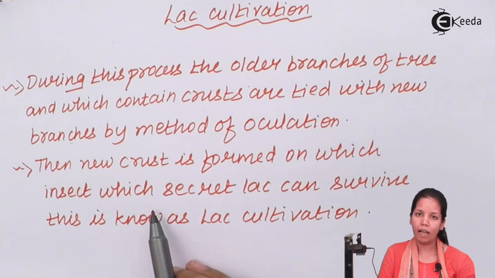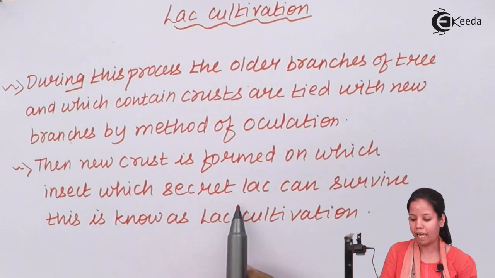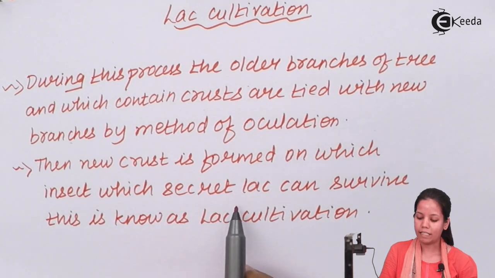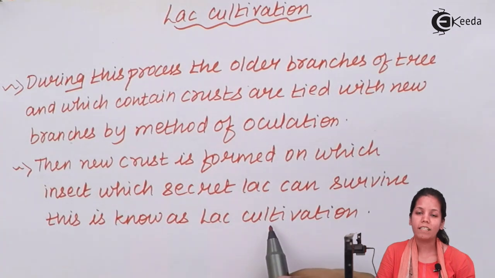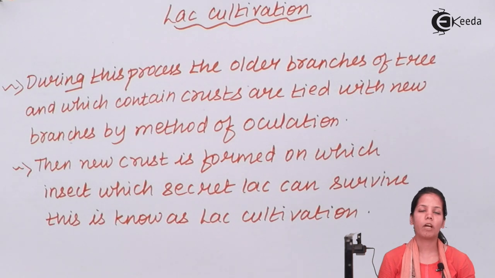This new crust helps the plant or insect to grow very normally and secrete lac, which is the prime product. Once that's done, lac is obtained, and this process is termed as lac cultivation. So students, in this part of the chapter we came across lac cultivation. I hope you are very clear with this concept.